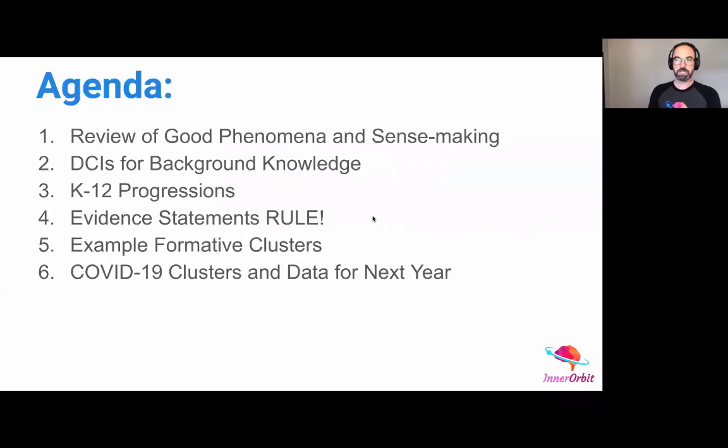So today we're going to talk about a few things. We're going to review good phenomena and sense making. That was the goal of the last NGSS Assessment Academy. We're going to talk about using DCIs for background knowledge, the K-12 progressions, and evidence statements. I love the evidence statements a lot because they're super informative and give a lot of examples of what students should be doing in class, and they're scaffolded, and I'm just in love. And then we're going to talk about COVID-19 clusters and data for next year.